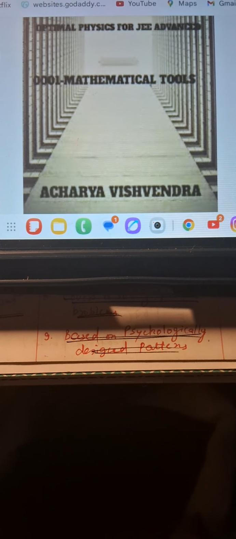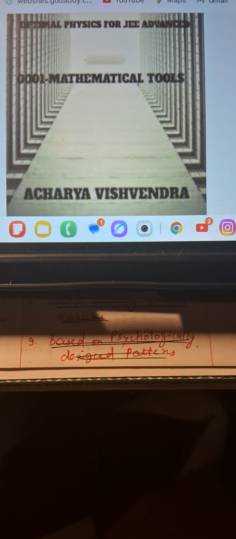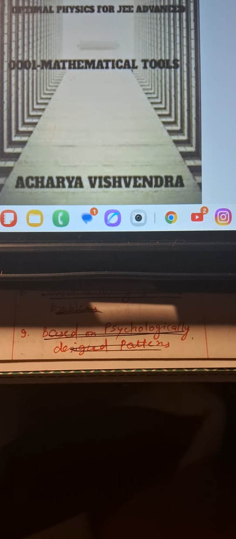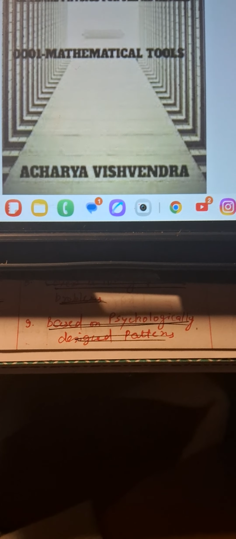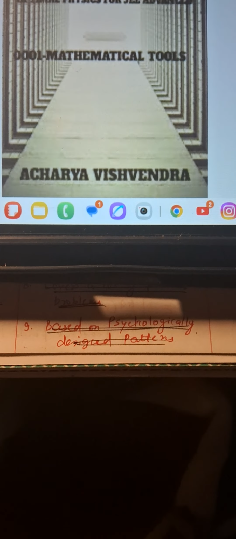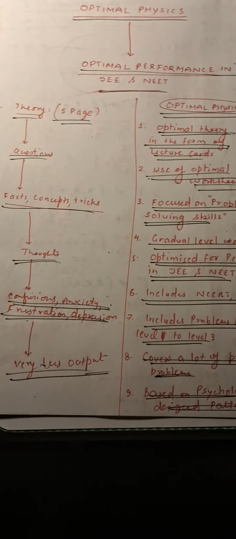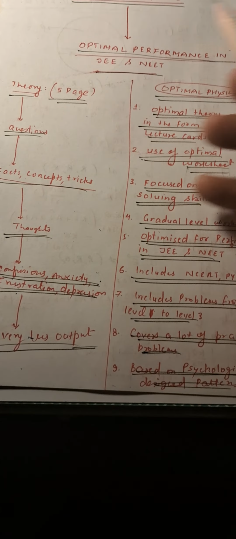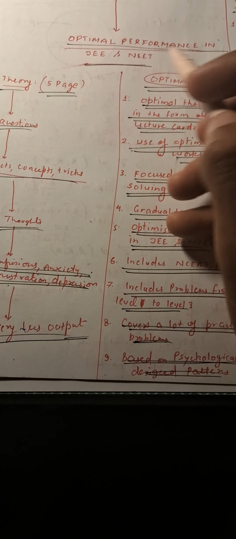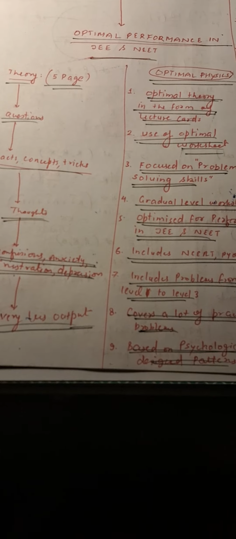So, good morning, students. Today I'm going to discuss the concept of optimal physics and how to use it for cracking competitive exams. So, let's discuss the worksheet. Today the topic of discussion is optimal physics, and it is intended for optimal performance in JEE NEET.